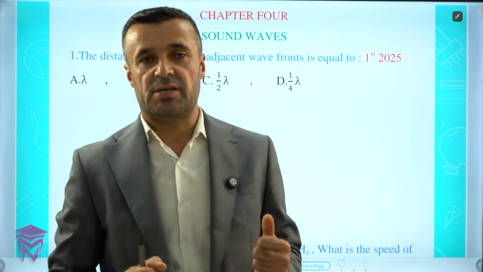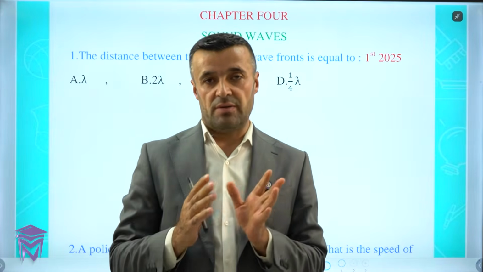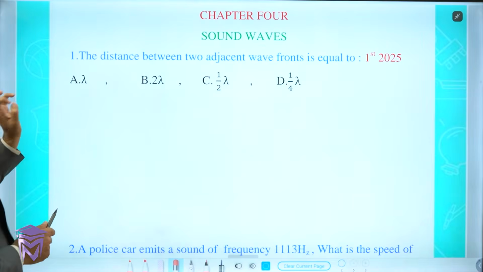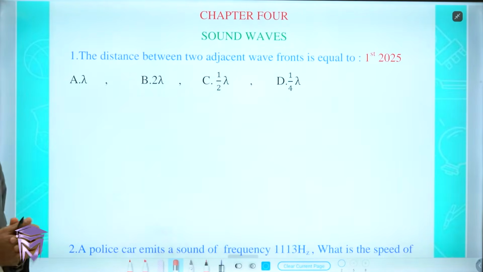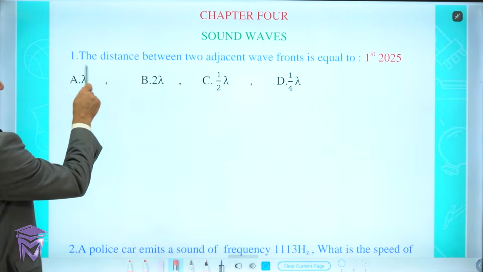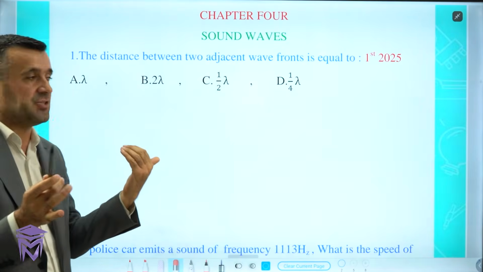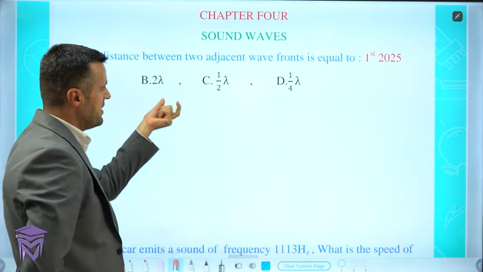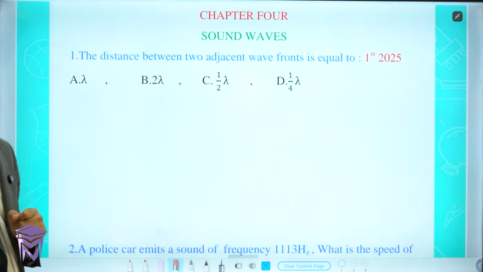Today I will solve some ministerial questions about our chapter 4 for the 12th grade of physics. Now I will solve question 1. Question 1 is a ministerial question about chapter 4. The distance between two adjacent wavefronts is equal to dash. A, 1 lambda; B, 2 lambda; C, 1 over 2 lambda; D, 1 over 4 lambda.